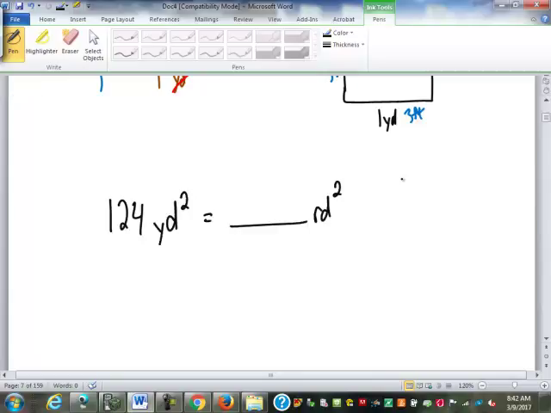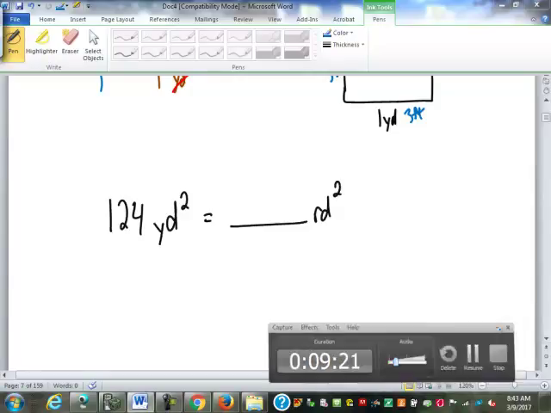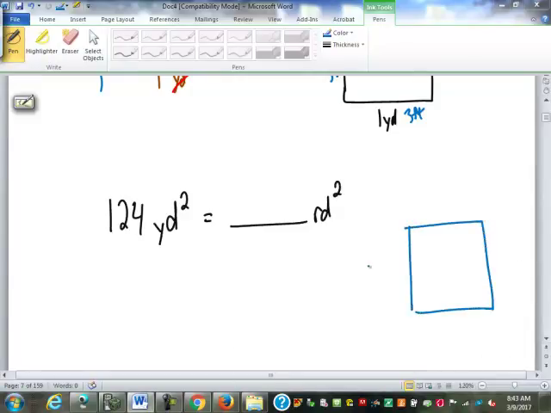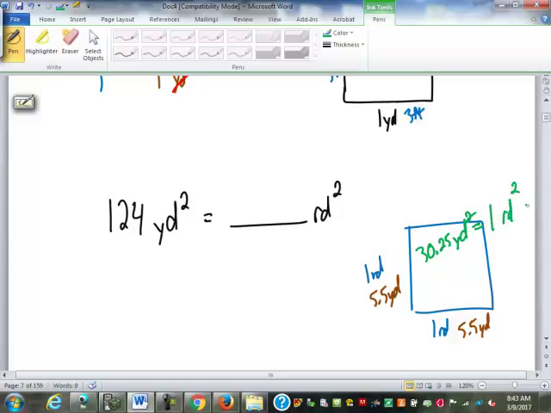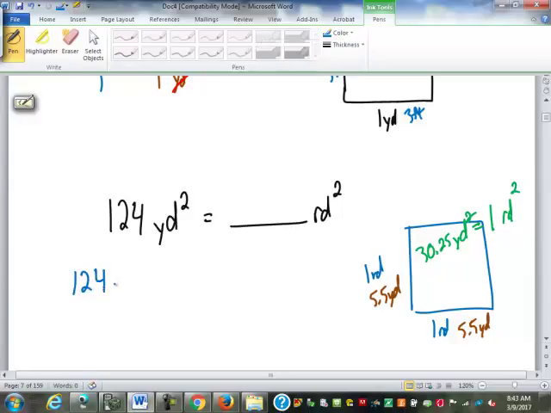In your notes, figure that one out for me. Yeah, I did that unintentionally. That's not on your cheat sheet. 1 rod squared, of course, is 1 rod by 1 rod, right? 1 rod is how many yards? 5.5 yards by 5.5 yards. 5.5 by 5.5 is 30.25 square yards in 1 square rod. Yes? 30.25.